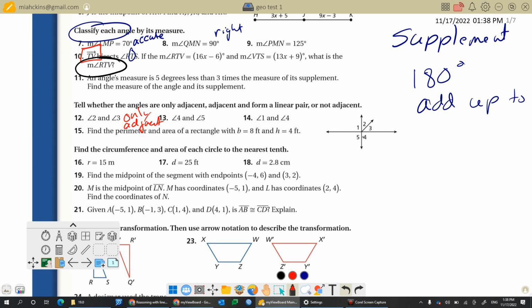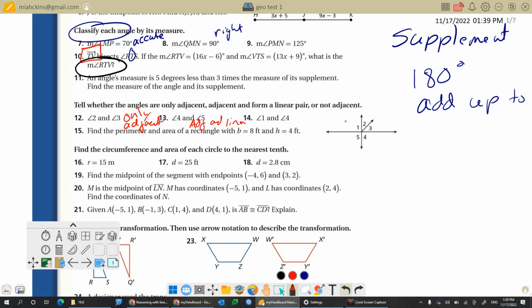And then 4 and 5. So we have a straight line here, and 4 splits that up. So if this was 30 degrees, then this would be 150 degrees, because that's 180, because it's a straight line. And so in this case they form a straight line, and they happen to share a side. They share this side right here, and 2 and 3 share that side. So we're making sure they share a side and they share a vertex. So in this case, this is adjacent and linear.